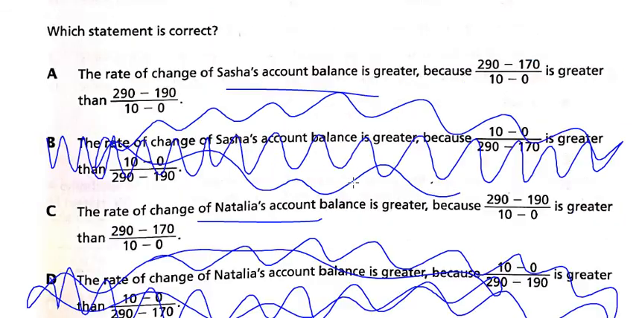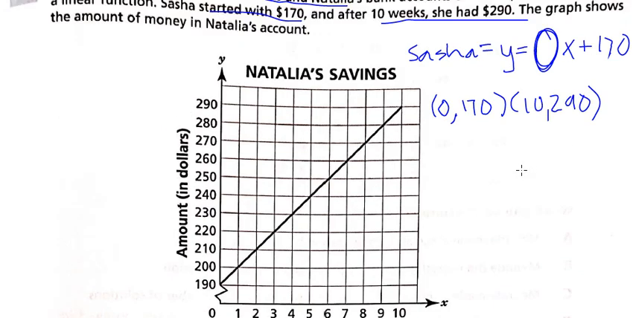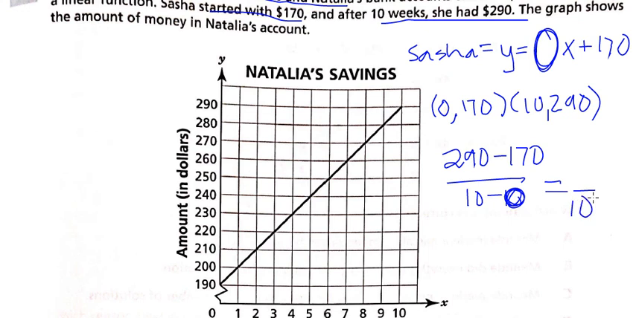Okay, so basically we just need to know which one has a greater rate of change. Those are the ordered pairs. So let's keep figuring this out here. We're looking at Sasha. So we've got 290 minus 170 over 10 minus 0. That's still over 10, and 290 minus 170 is going to give us 120, and then 120 over 10 is going to give us 12. So for Sasha, we have 12. That's our rate of change.